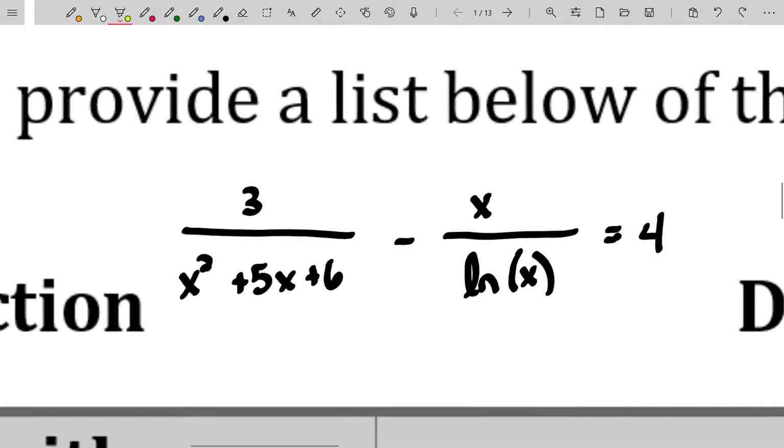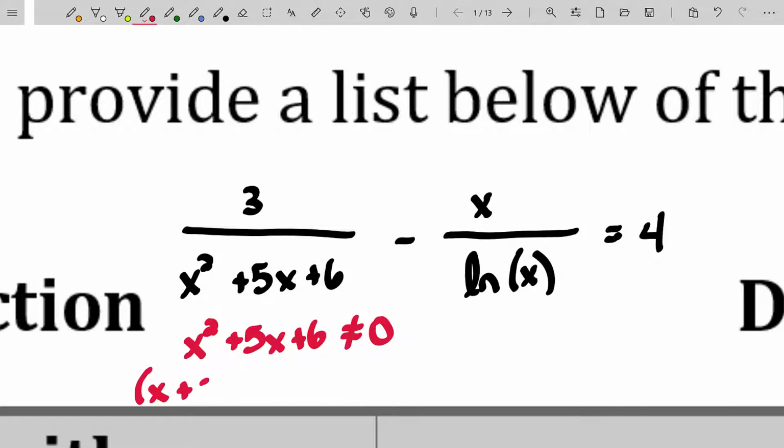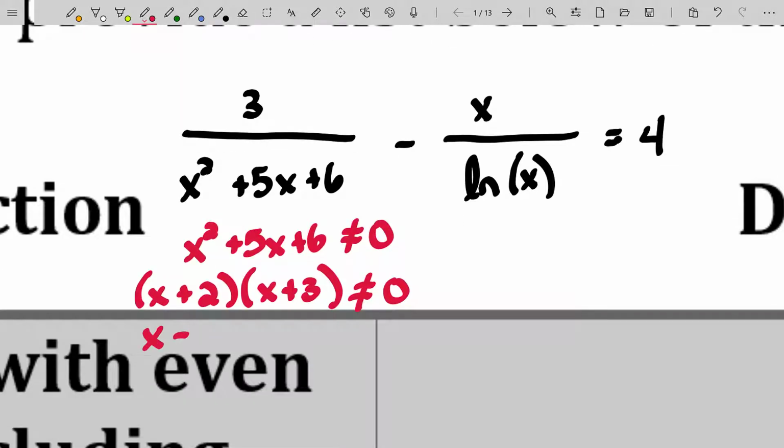With rational functions within equations, you want to make sure that those denominators are non-zero. So the very first thing I'm going to state here is that this denominator right here cannot be 0. And we know from years of algebra that we just factor that: x plus 2 times x plus 3. That cannot be 0. Therefore, neither of those factors can be 0, which means that x cannot be -2, and nor can x be -3.